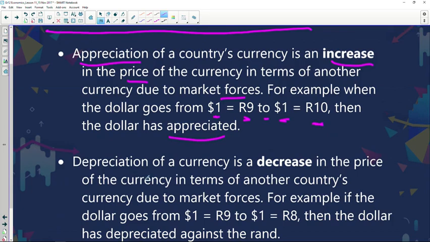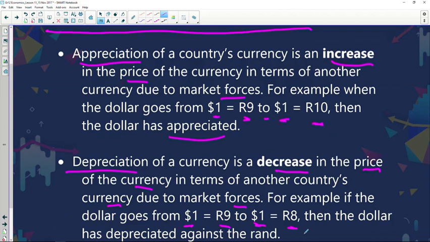And when we look at depreciation of a currency, it is a decrease in the price of the currency in terms of another country's currency due to market forces. For example, if the dollar goes from $1 US dollar worth 9 rand to $1 US dollar worth 8 rand, then the dollar has depreciated against the rand.